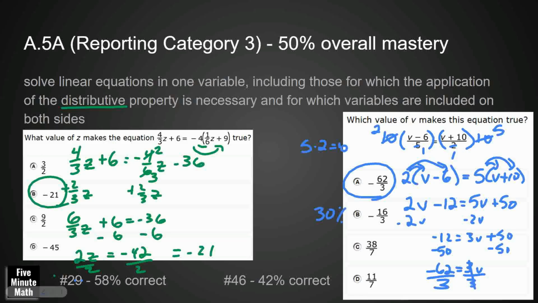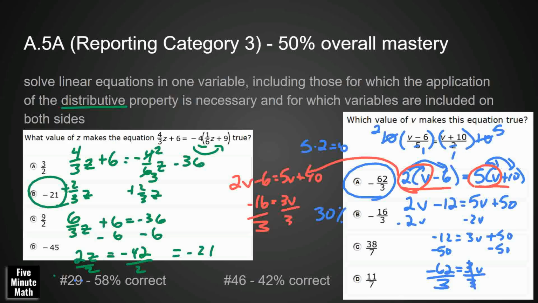You can get this if you only distribute the first term. So if you get all the way to here and then you veer off and you go incorrect, you do 2v minus 6. You notice how I just distributed the first term? And then 5v plus 10. You see how I just distributed the first term right here incorrectly? Well, then you end up getting 3v minus 16, and you see how you get 16 thirds. So we had 30% of our students get that. They got this, and then they still distributed wrong.